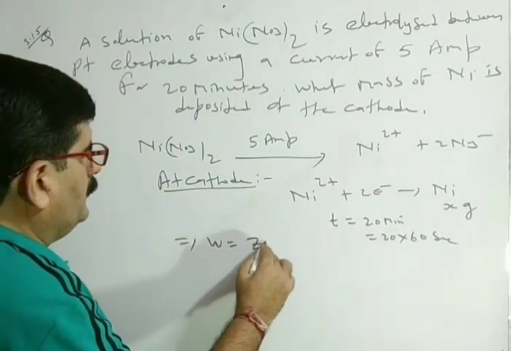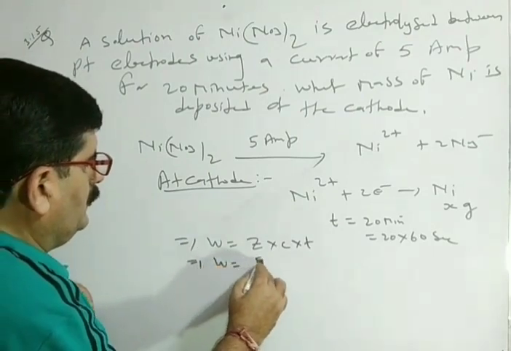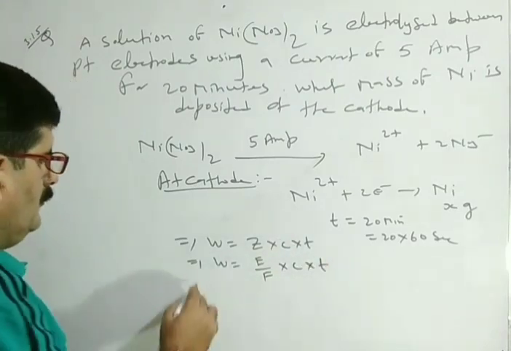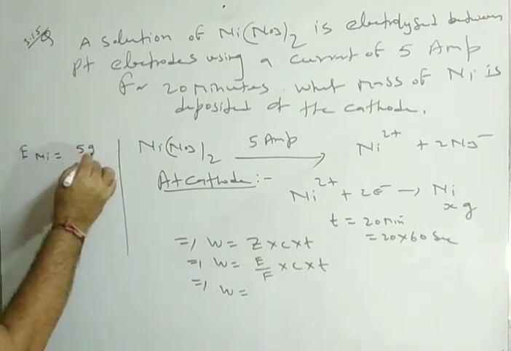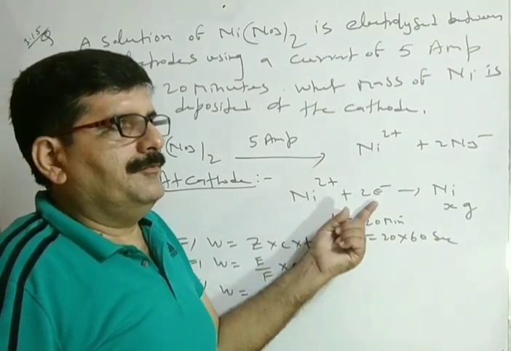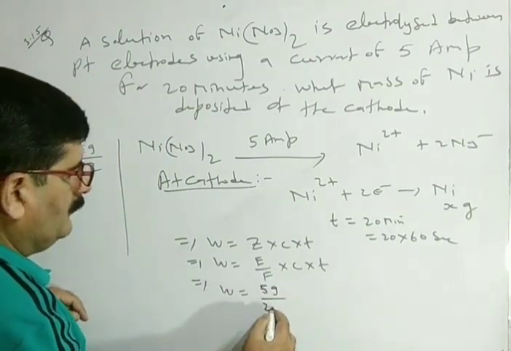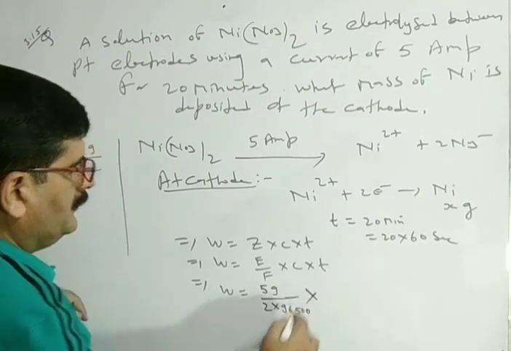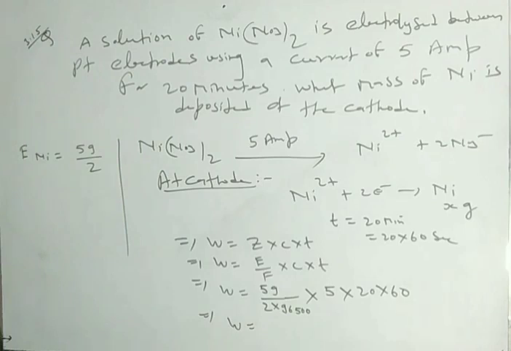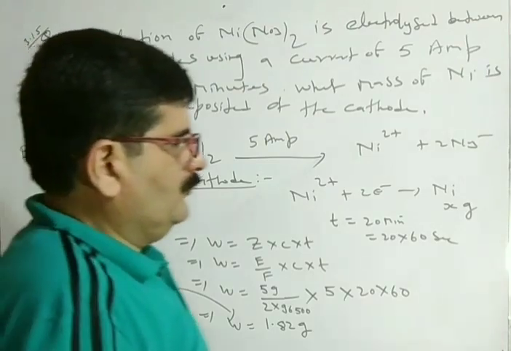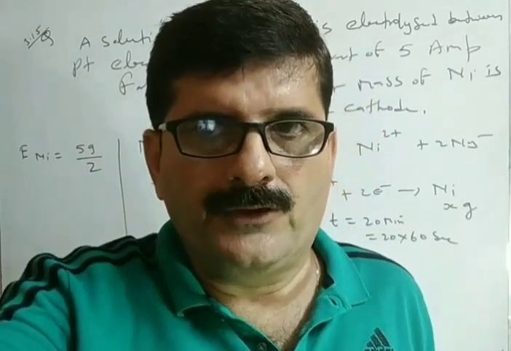Our expression becomes W is equal to Z into C into T. W is equal to E by F into C into T, where W is the weight deposited, E for nickel is atomic mass upon charge, or number of electrons accepted, 2, so 59 by 2, Faraday value 96500 coulomb, current 5 ampere, and T is 20 into 60. If we solve, we get the value of weight, that is 1.82 gram. W is what? Weight deposited in gram. So this is a way to solve a problem with the help of Faraday's first law of electrolysis.